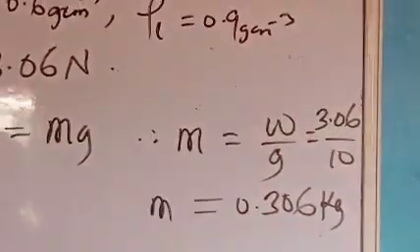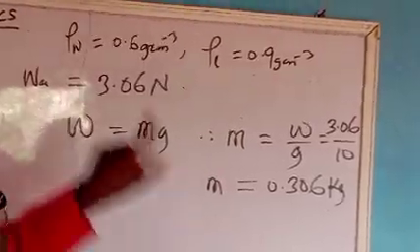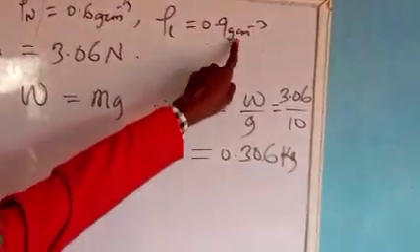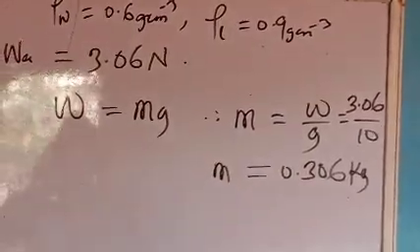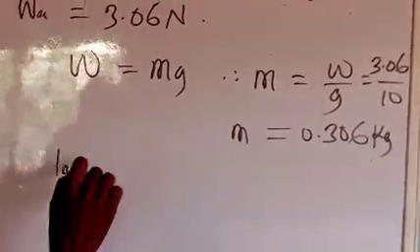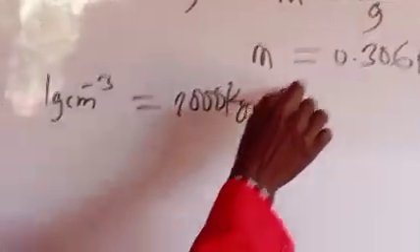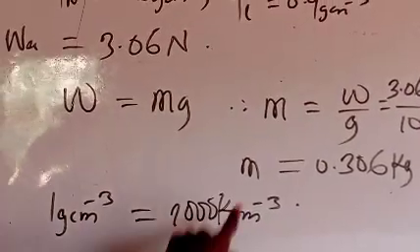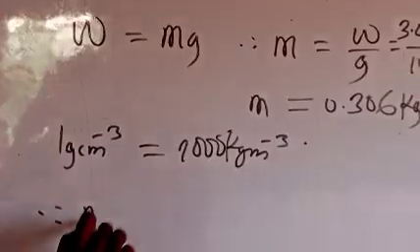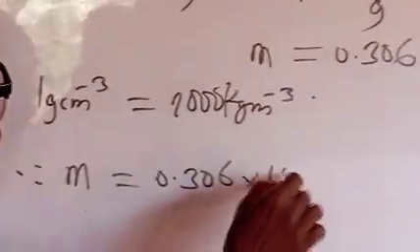Are you getting now? If we have this as the mass of the wood in air, take note. Remember, here it is in kilogram, and here they are in gram. So from our question, we have said that 1 gram per cm cube is equal to 1,000 kilogram per meter cube. So to get the mass now, the mass cannot be 0.306 times what? 1,000.